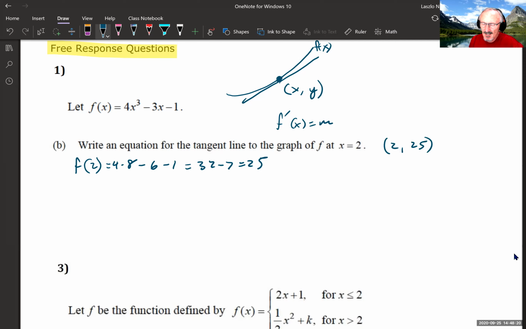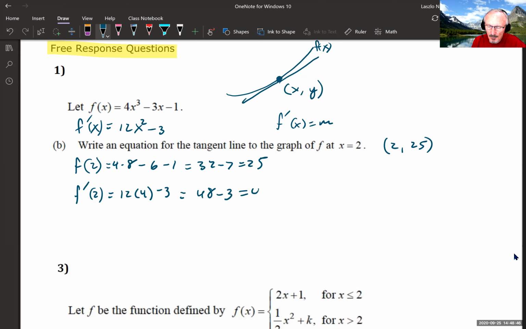We're still missing the slope of the tangent line, but that would be, of course, represented by f prime of x. So we'll take our derivative, and so we have 12 times x squared minus 3. We do need to evaluate this, so f prime of 2 is given to us as, let's see, 12 times 4 minus 3. So we have 48 minus 3, that's 45.